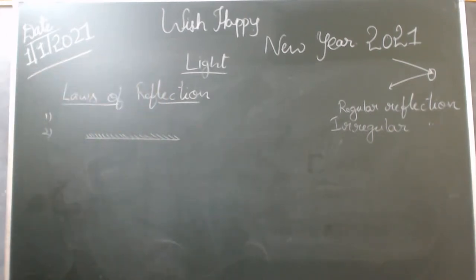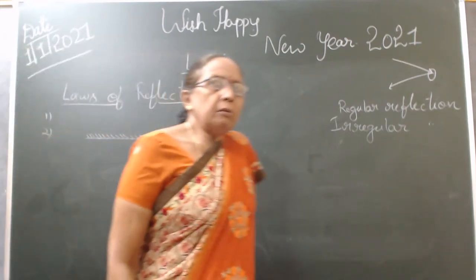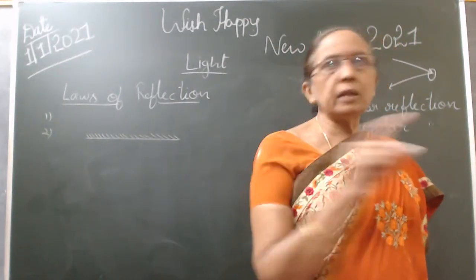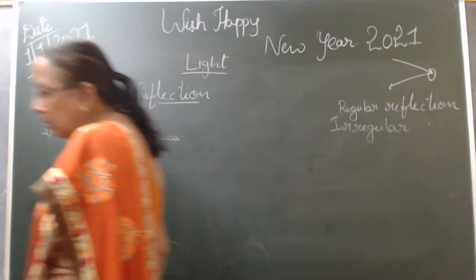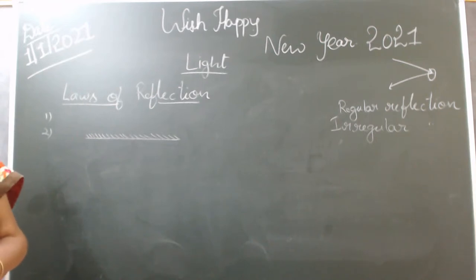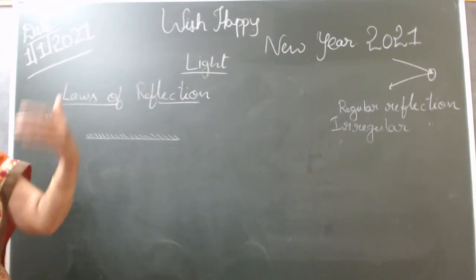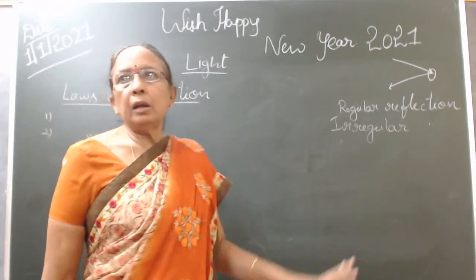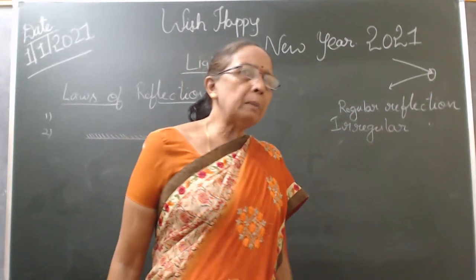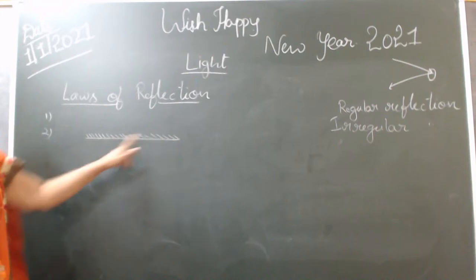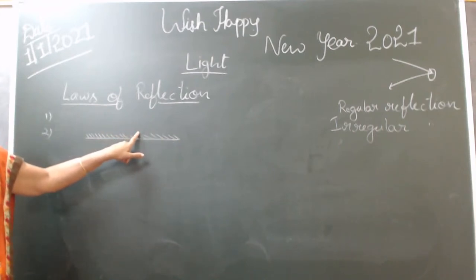Now I will come to the point, laws of reflection. Always, whenever you are showing the rays, you should put the arrow mark. Compulsory, otherwise you will lose your marks, because the arrow will indicate where the rays are coming from, the source of light. Otherwise, if you simply draw the diagram, we can't understand which ray is coming and which is reflected. So, arrow mark is compulsory. Second thing, for the diagram, you have to show the mirror with the polished surface.